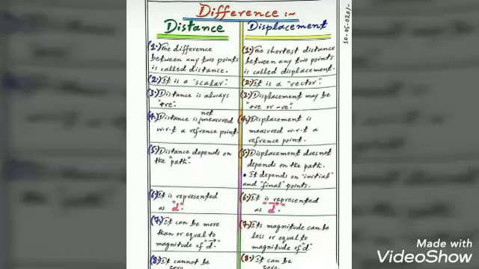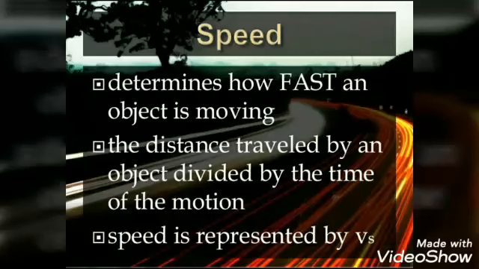Distance depends on the path. Displacement does not depend on the path. It depends on the initial and final points. Distance is represented by d, but displacement is represented by vector d. The vector symbol is added here. So the distance value cannot be 0, but the displacement value can be 0. These are all some examples. So there are some differences between distance and displacement.